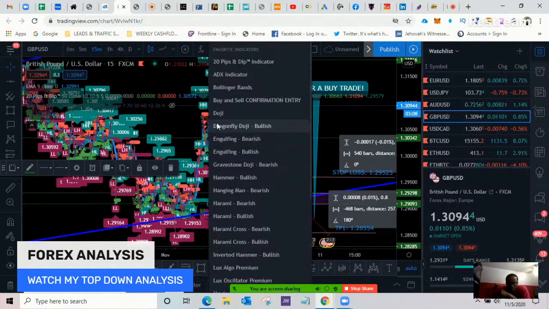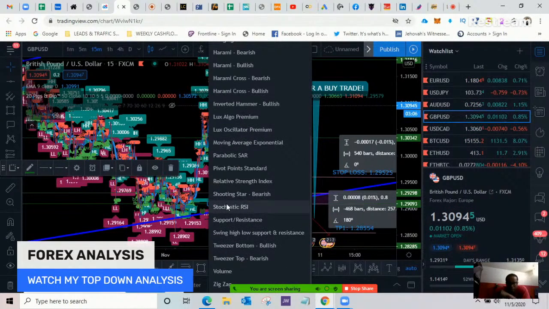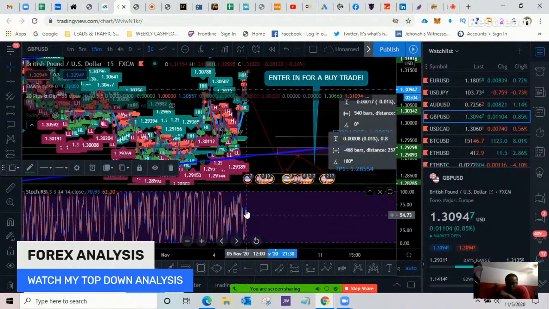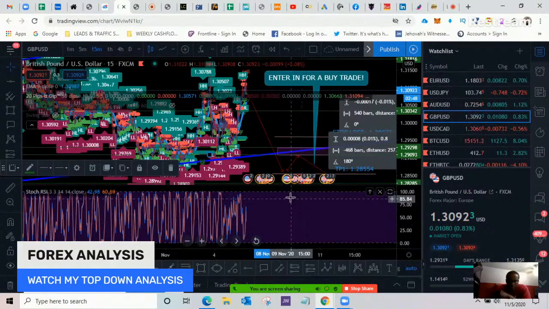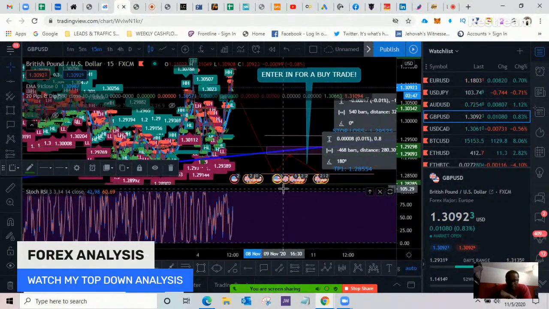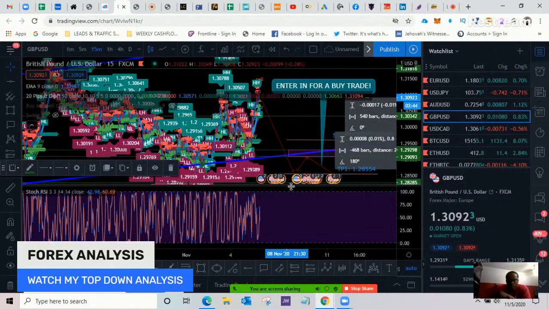Then I'm probably going to activate the stochastic RSI, and this is going to give me a little bit more insight on what price is actually doing when it comes to scalping in. And then when it alerts me and lets me know that, hey, you need to go into the possible sell, then I'm going to jump in. And that's typically how I do my trades. It's very simple and straight to the point. So yeah, that's pretty much it.